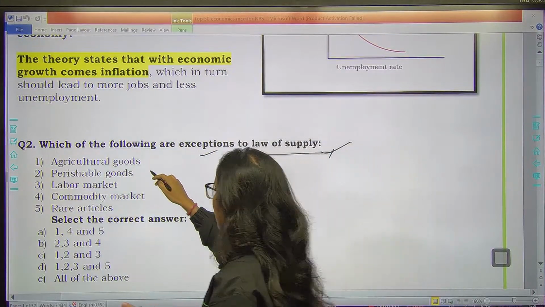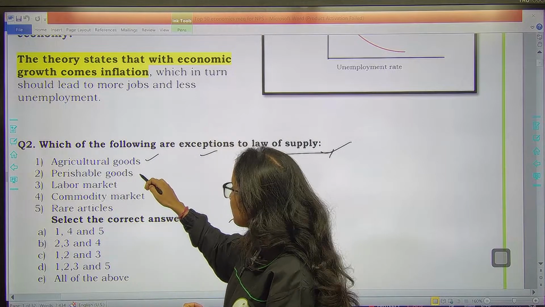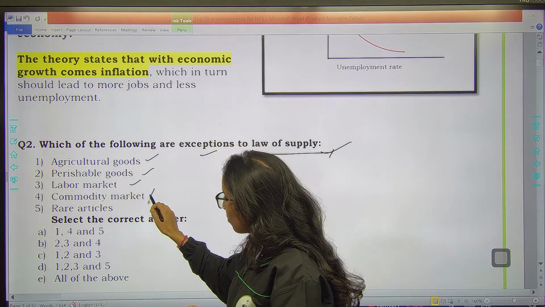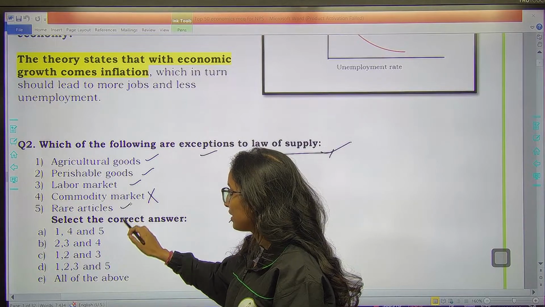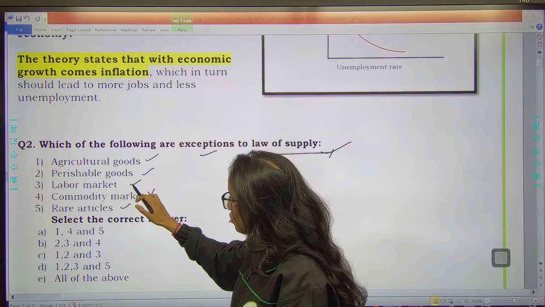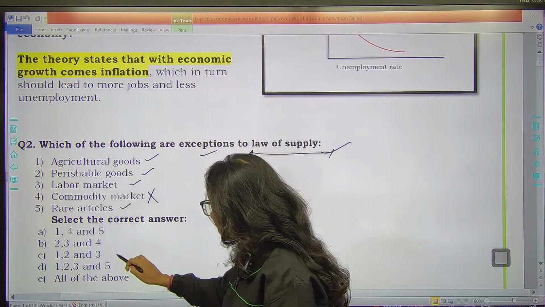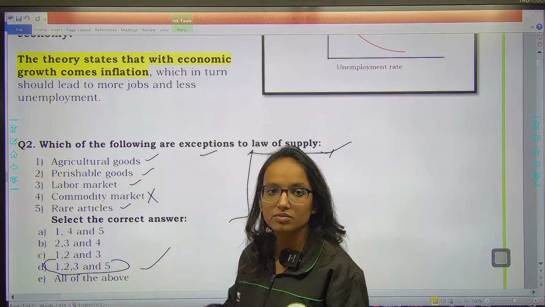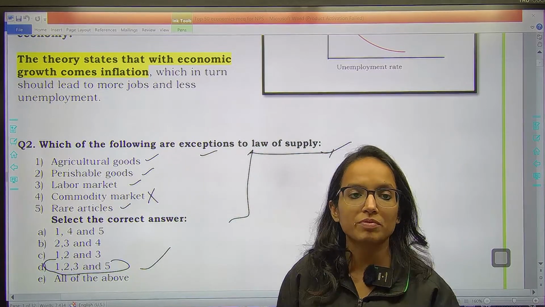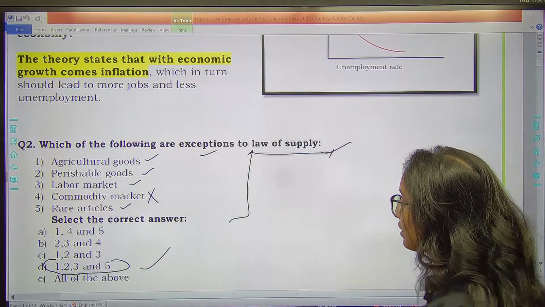If you look, first agriculture goods are there. Then perishable goods, labor market. Commodity market is not an exception, but rare articles are also. So 1, 2, 3 and 5. Option D would be the right answer here. 1, 2, 3 and 5. Very good, Shefali. Option D. Well done.